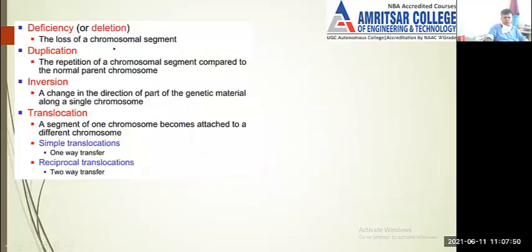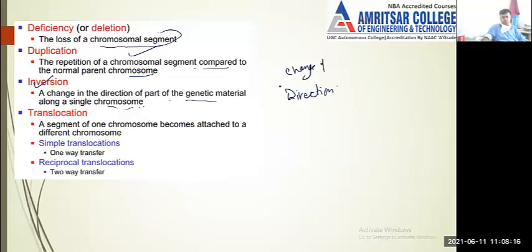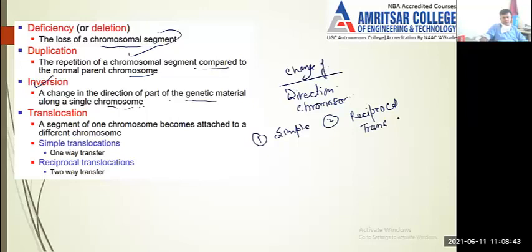So deletion means loss of a segment, duplication is repetition of a chromosomal segment compared to the normal parents, and inversion is a change in the direction of part of the genetic material. जैसे कि मैंने example देके बताया, as I told, you can change the direction. So inversion is exactly a change of direction. What is translocation? There are two types of translocation: simple translocation as well as reciprocal translocation.